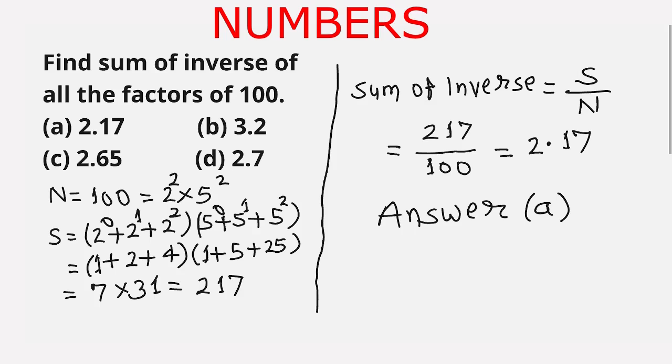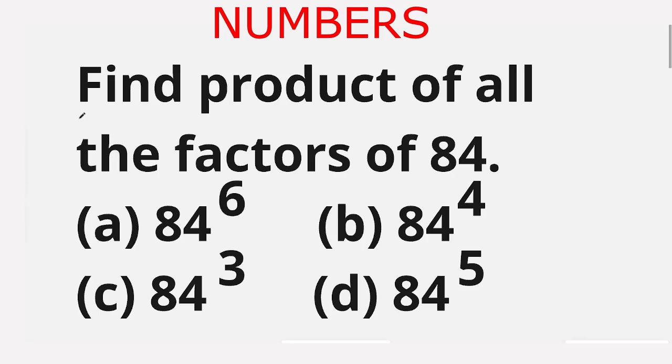We go to the next question. Our question is, find product of all the factors of 84. The given options are option A, 84 to the power 6, option B, 84 to the power 4, option C, 84 to the power 3, option D, 84 to the power 5.